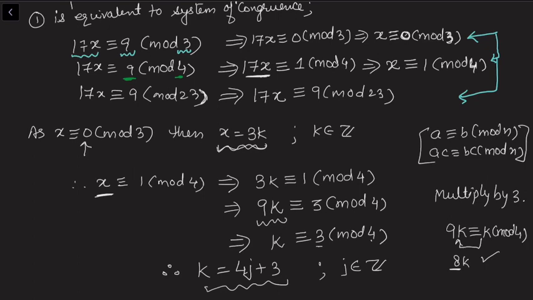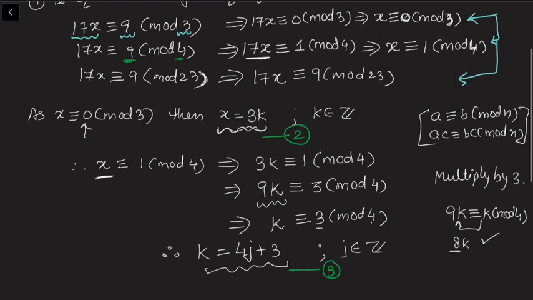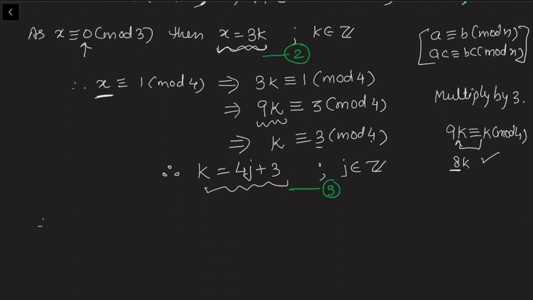So let's label them again. This is 2, this is 3. And so we can get x equal to 3k. This I have written from 2. And k we have calculated as 4j plus 3. So this is 3 times 4j plus 3. So this will become 12j plus 9.